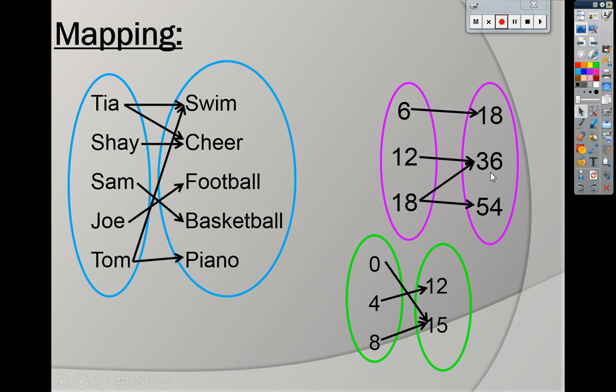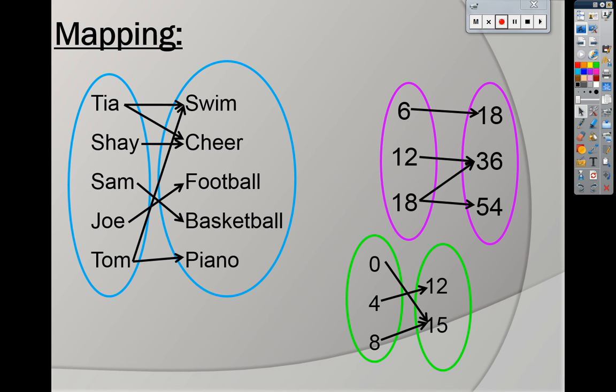Next, we could do it by mapping. So Tia needs to do one thing in order for it to be a function. But Tia swims and cheers, and Tom swims and plays piano. So that's not a function.